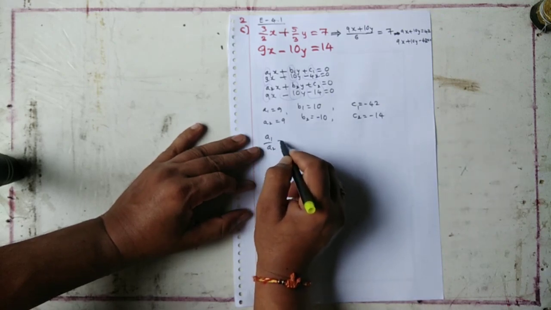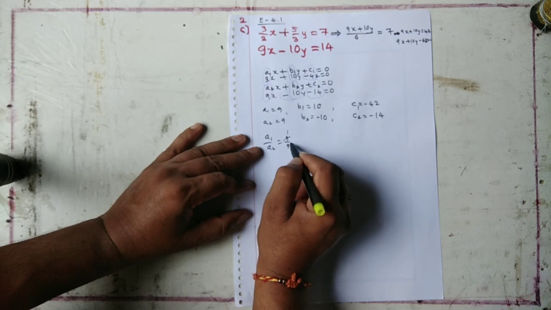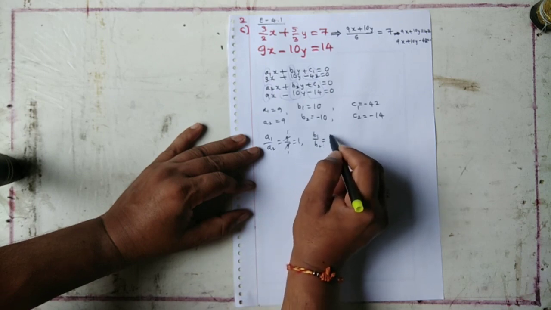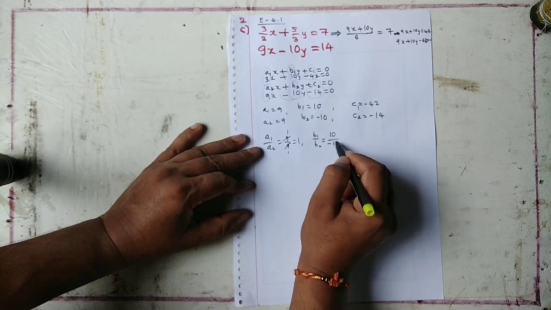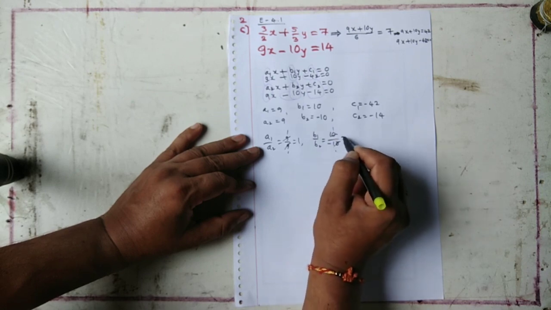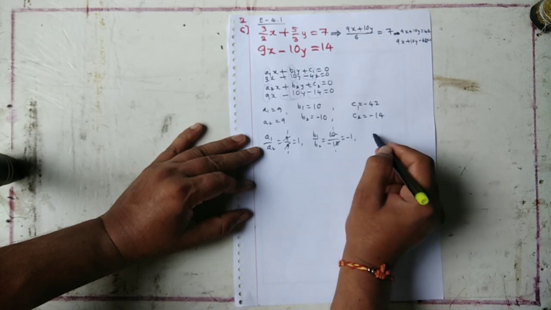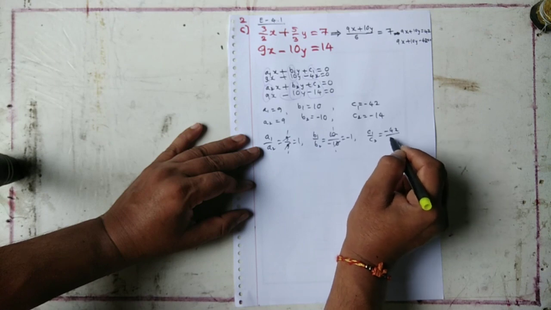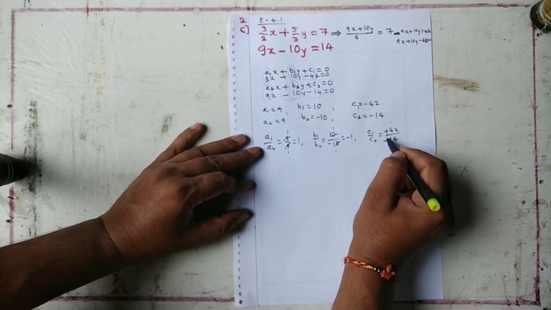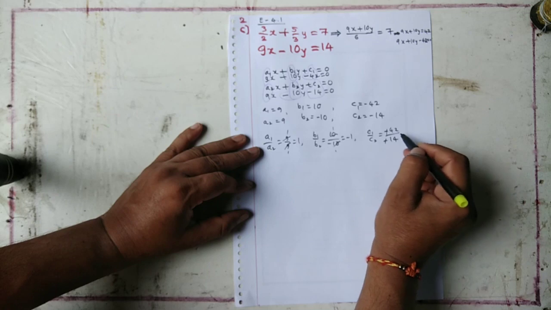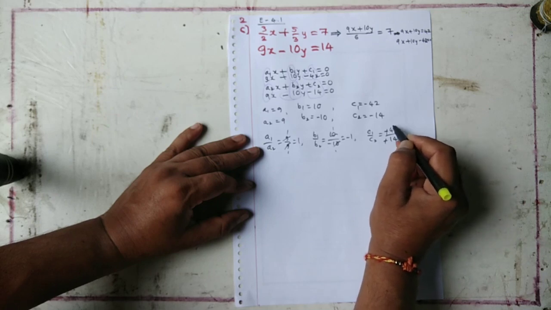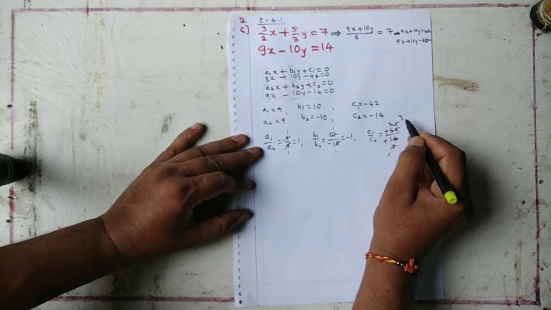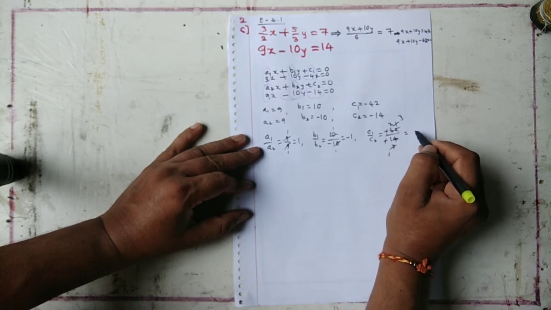a1 by a2 is equal to 9 by 9, which is 1. b1 by b2 is equal to 10 by minus 10, which is minus 1. c1 by c2 is equal to minus 42 by minus 14; 2 twos, 2 sevens, 7 threes are 21, so 3.